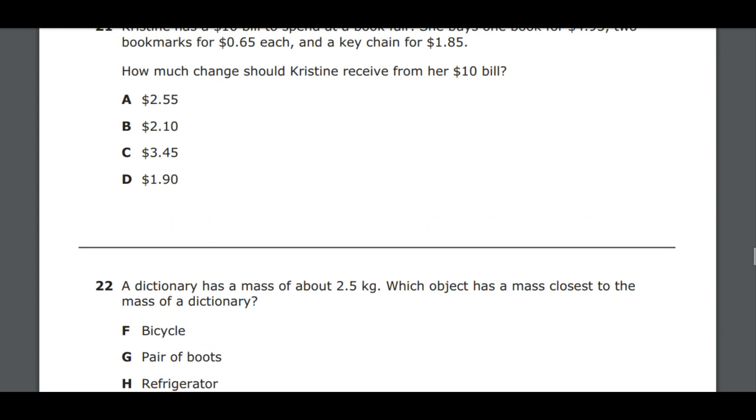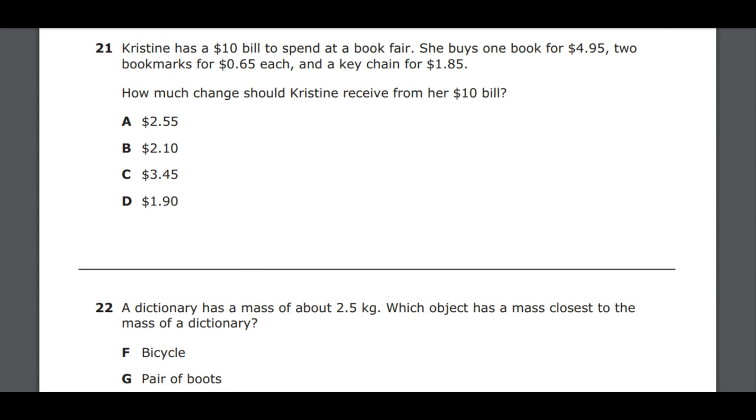21. Christine has a $10 bill to spend at a book fair. She buys 1 book for $4.95, 2 bookmarks for 65 cents each, and a keychain for $1.85. How much change should Christine receive from her $10 bill?